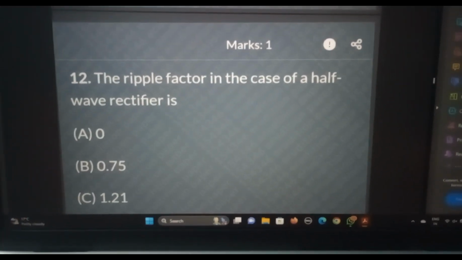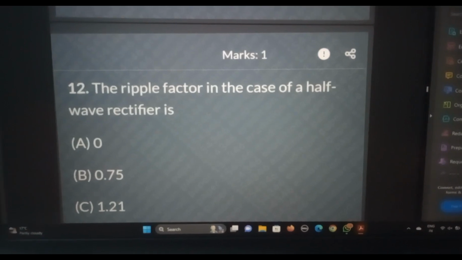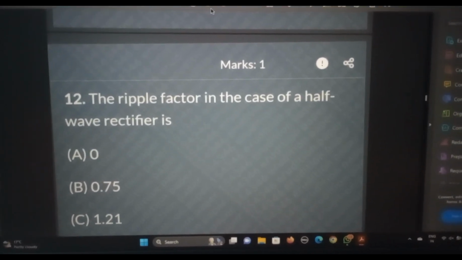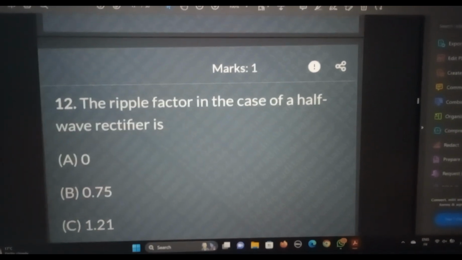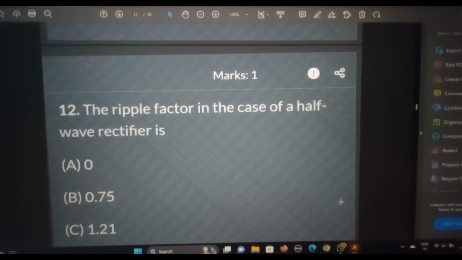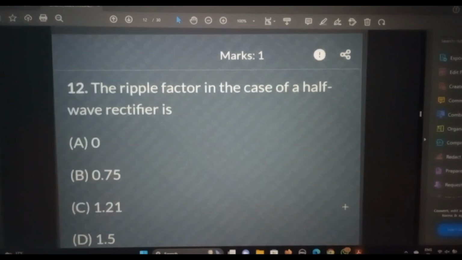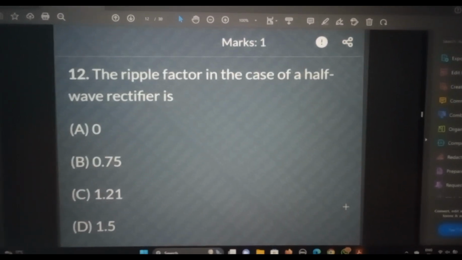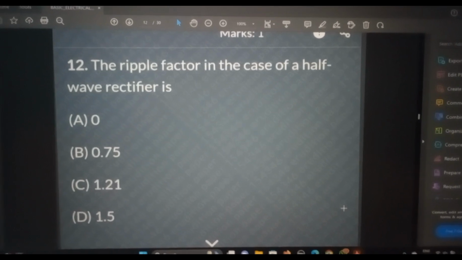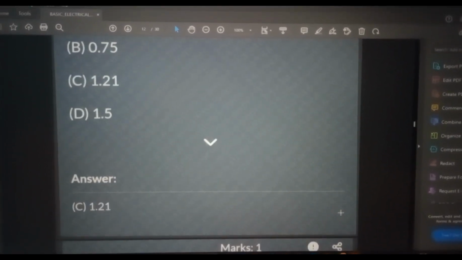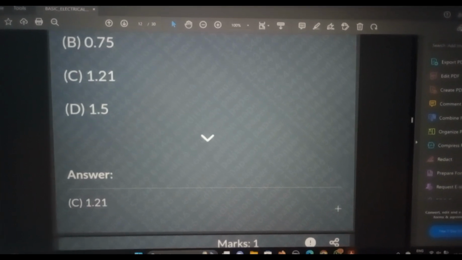Number 12. The ripple factor in the case of a half-wave rectifier is: option A, 0; option B, 0.75; option C, 1.21; option D, 1.5. The right answer is option C, 1.21.